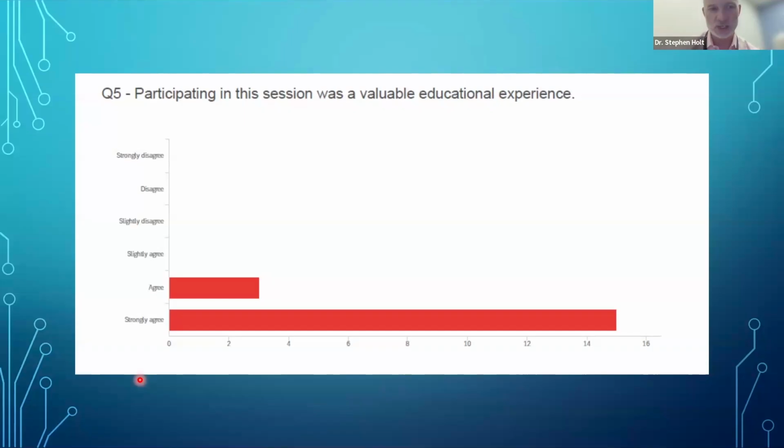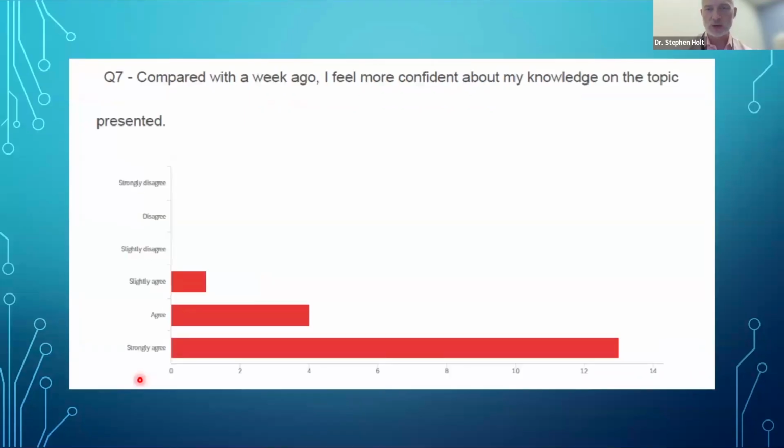Participating in this session was a valuable educational experience. 15 out of 18 strongly agreed. 3 said they agreed. And then compared with a week ago, I feel more confident about my knowledge on this topic. This simple data always warms my heart, makes me feel like what we're doing is important.